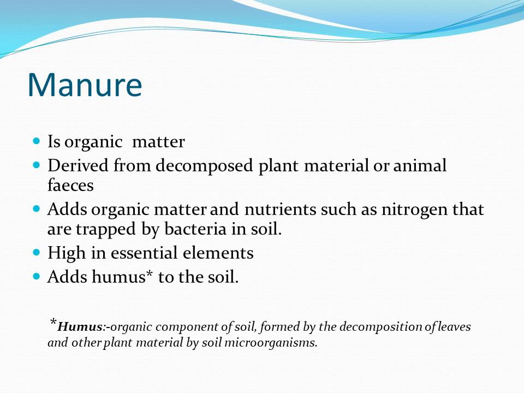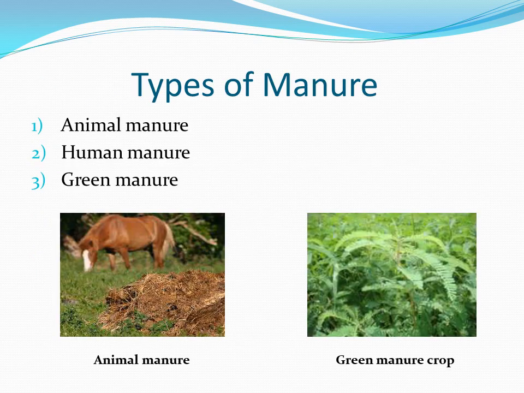Now what is humus? Humus is an organic component of soil. It is formed by the decomposition of leaves and other plant material by soil microorganisms. Now coming to the types of manure. There are basically three types of manure. First is the animal manure, second is the human manure, and third is the green manure.